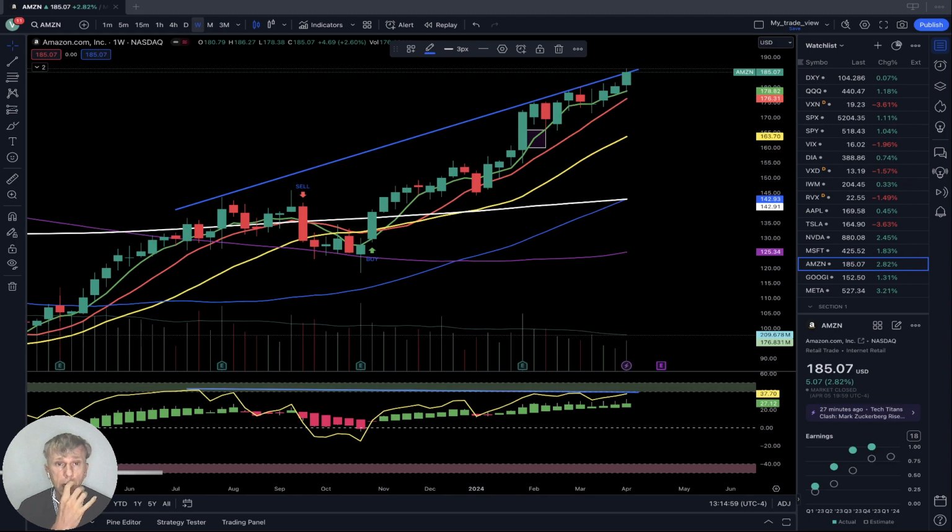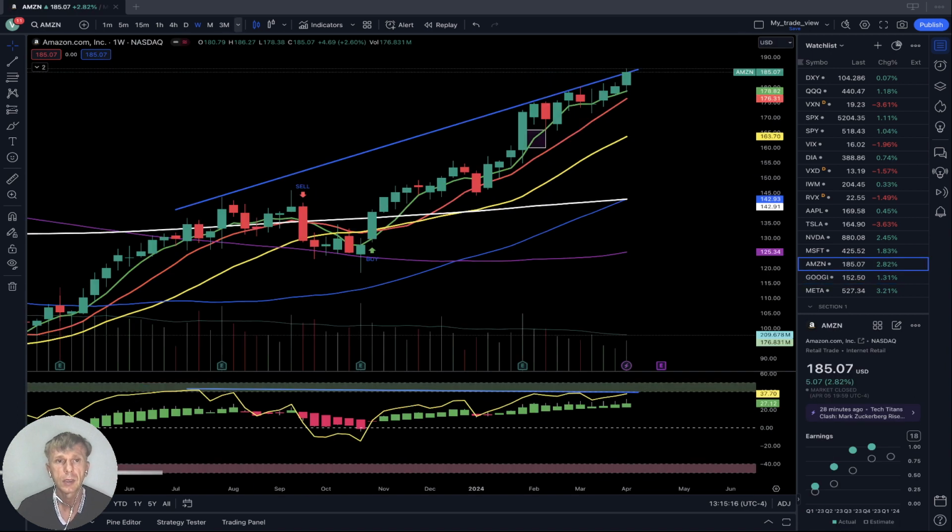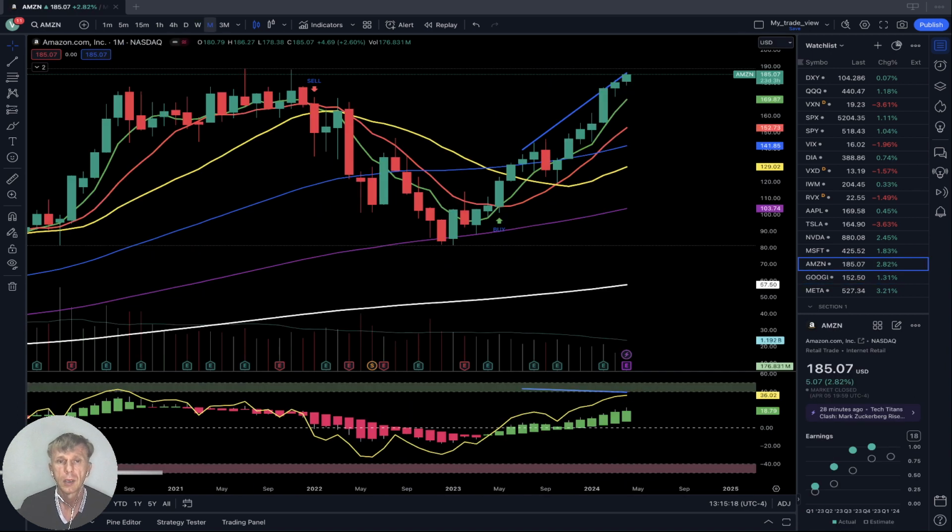Okay, Amazon weekly, same as Microsoft, bullish trend, bearish divergences on RSI. SMA 50 just did bullish crossover over 200, bullish trend. Weekly done, let's see monthly. Monthly, last bar above all moving averages, bullish trend. Monthly, it's a bullish trend with bearish divergence.